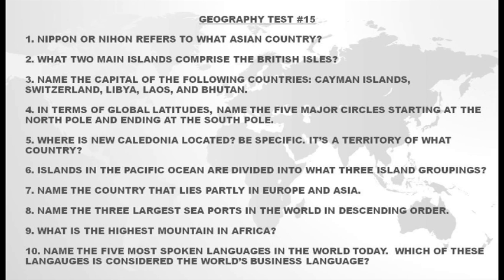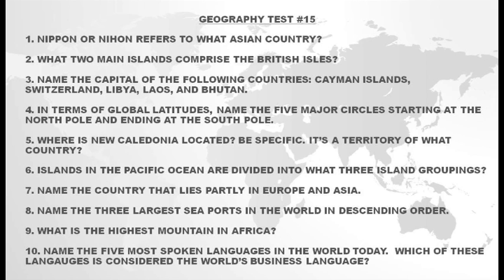Question 4. In terms of geographical latitudes, when you look at the world, it's generally defined as a relative position in terms of latitude and longitude. In terms of global latitudes, name the 5 major circles starting at the North Pole and ending at the South Pole. Question 5. Where is New Caledonia located? In the Pacific. It's a territory of what country?